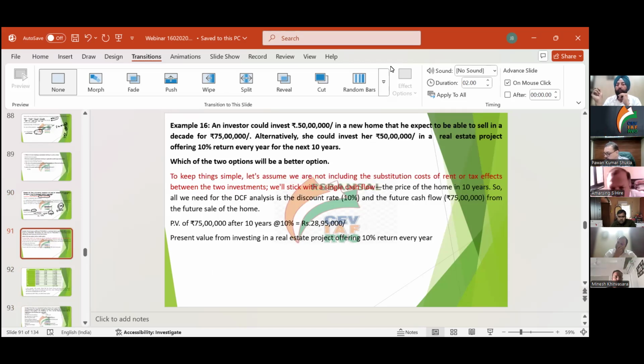An investor could invest 50 lakh in a new house that he expected to be able to sell in a decade for rupees 75 lakh. Alternatively, she could invest her 50 lakh in a real estate project offering 10% return every year for the next 10 years. Which of the two options will be the better option?